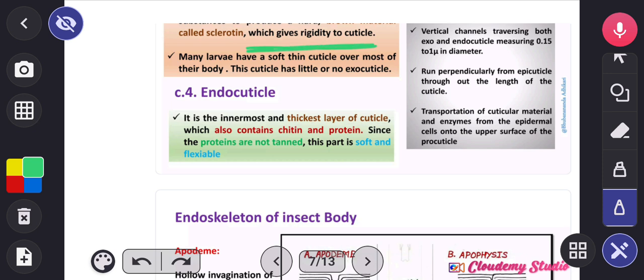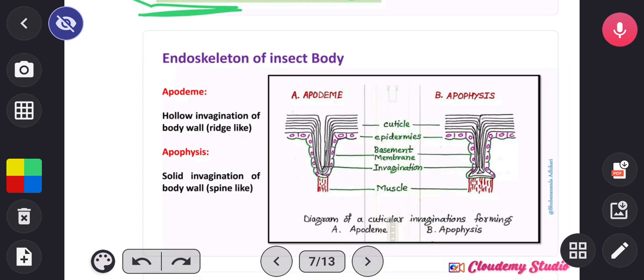Now, the endocuticle. I've already mentioned the exocuticle; now the endocuticle. The endocuticle is the innermost and the thickest layer of the cuticle, which also contains chitin and protein. Since the proteins are not tanned, this part is soft and flexible. You understand? It is flexible. So that is the endocuticle.